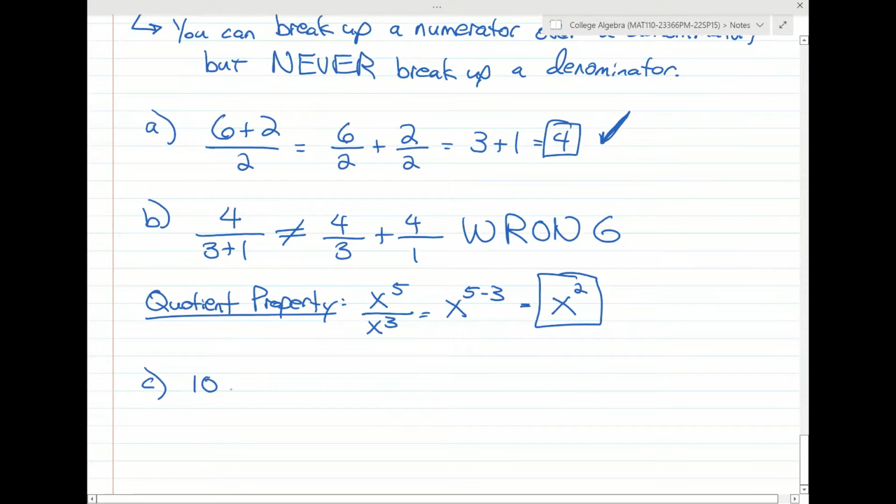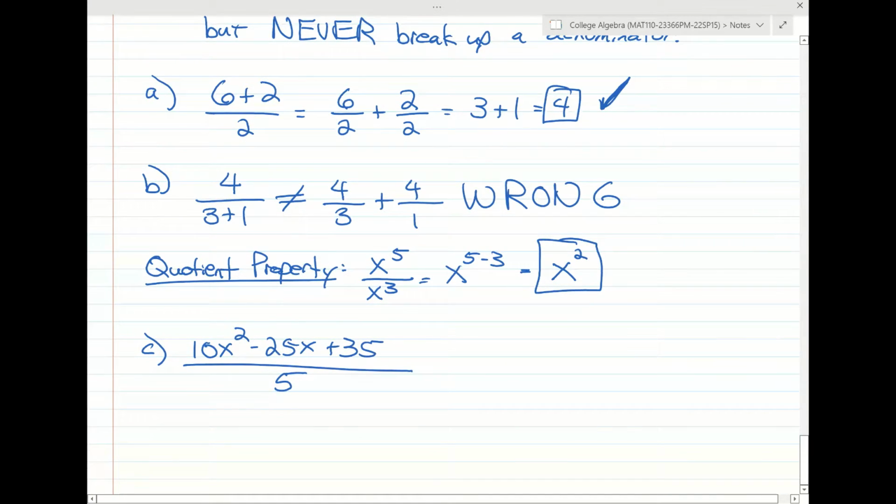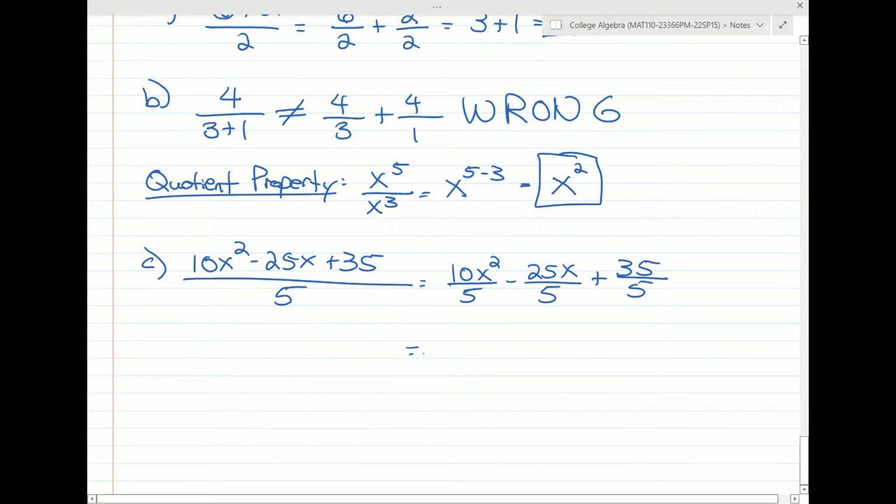What if we had 10x squared minus 25x plus 35 all divided by 5? You're allowed to break up the numerator. So we could write this 10x squared divided by 5 minus 25x divided by 5 plus 35 divided by 5. We're dividing by a single term, so you write everything on top divided by that single term.